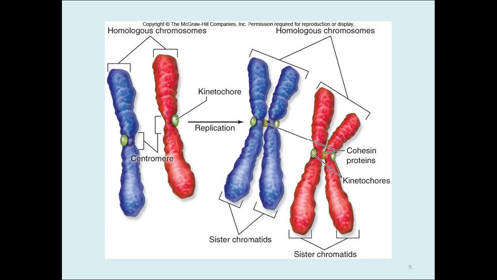If a mistake is made in cell division and you end up with an extra or a missing chromosome, you can end up with extensive damage, or it could even kill the organism.